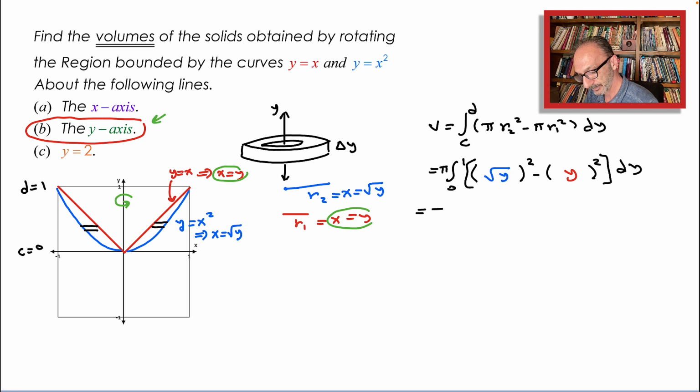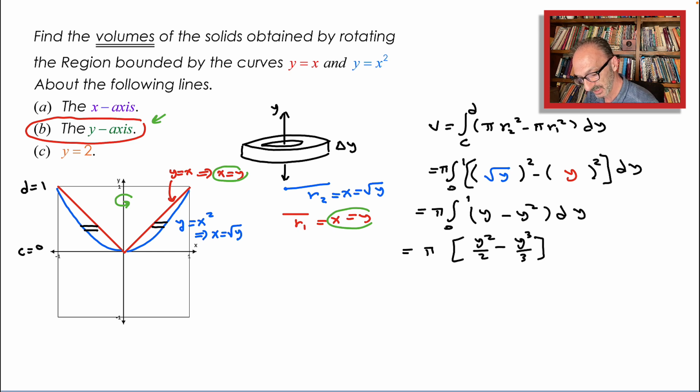So we have pi from 0 to 1. Square root of y to the second is y, minus y to the second, dy, equals pi. The integration of y is y to the second over 2 minus y to the third over 3. And it's kind of nice that we are just plugging in 0 and 1 to save some time on calculations. So I have pi. Plug in 1, we get 1/2 minus 1/3. Plug in 0, you get 0.